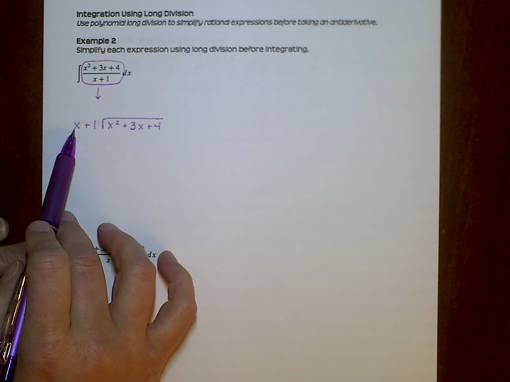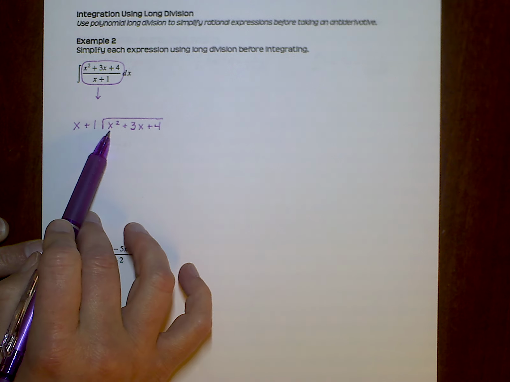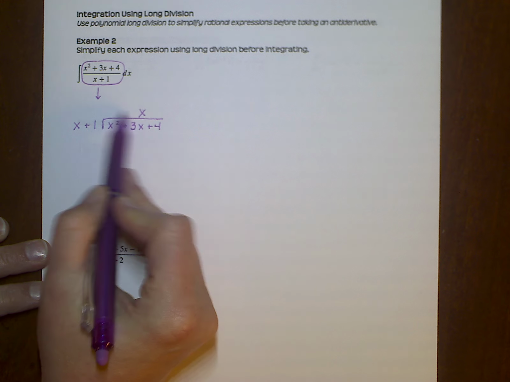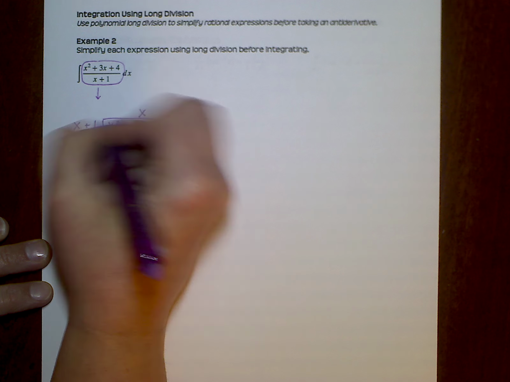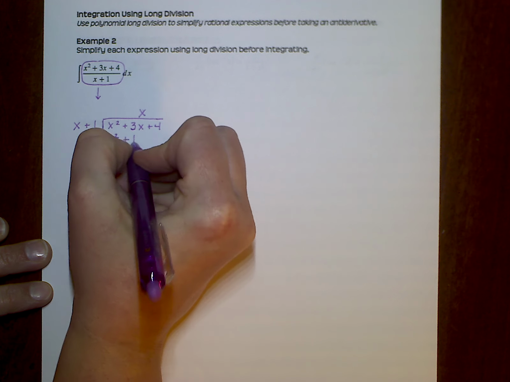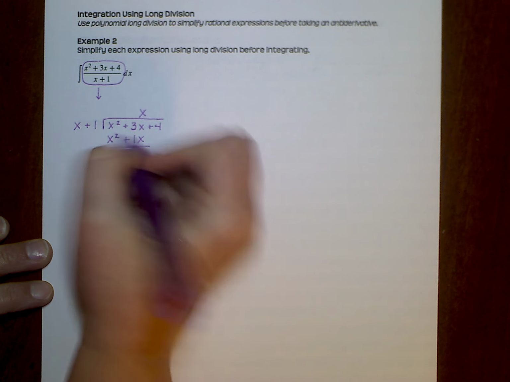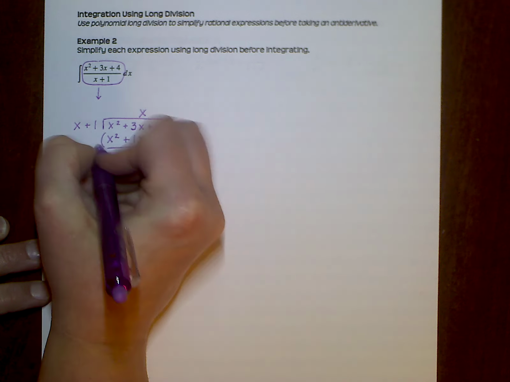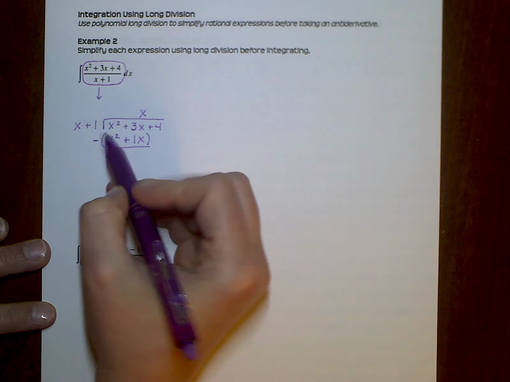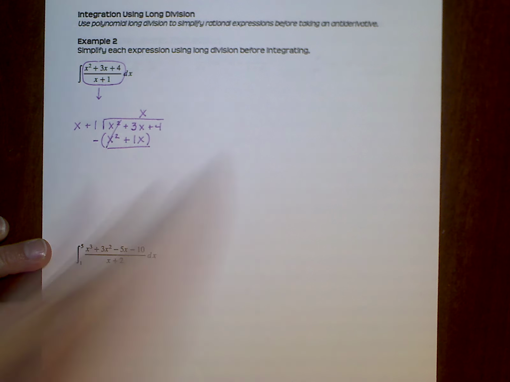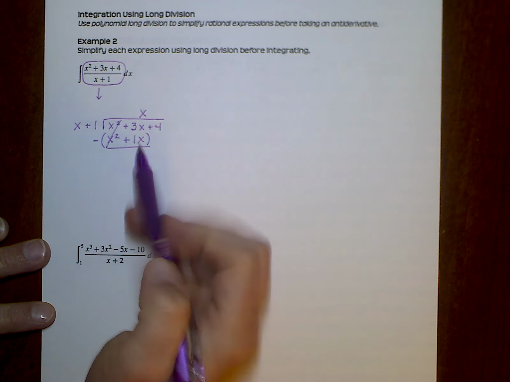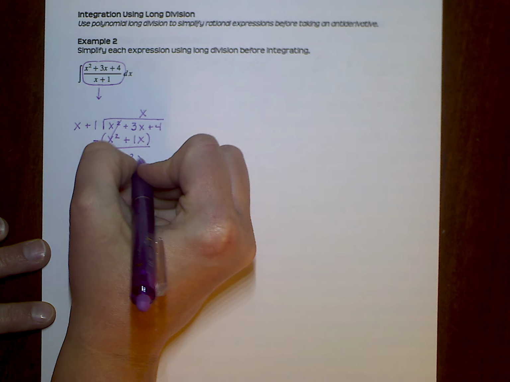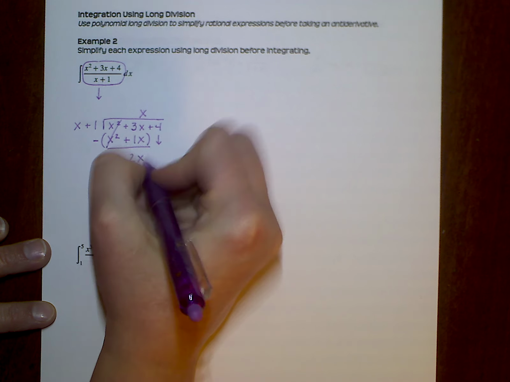We're going to ask ourselves, x times what makes x squared? Well, that's an x. And then I'm distributing this x over here. So x times x is x squared. And x times 1 is 1x. Trickiest part of the division process is remembering that we're subtracting right here. So the x squareds are going to cancel out. They should cancel out. We designed it that way. And then here I'm doing 3x minus 1x. So this is going to be 2x. And then bring down the plus 4.